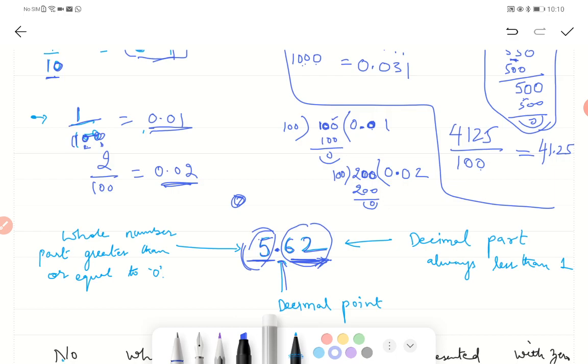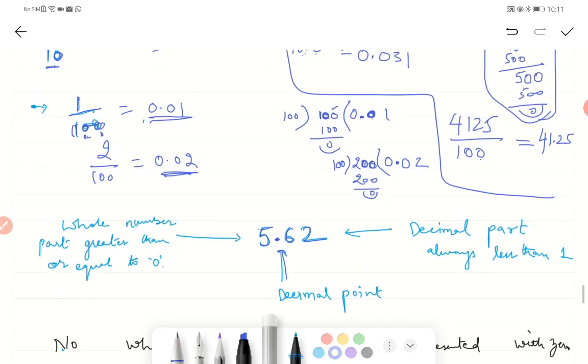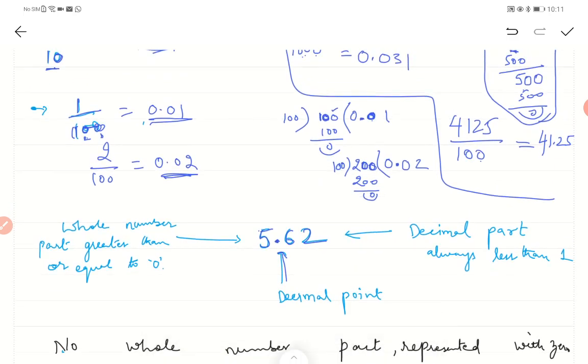Okay, now tell me, if I take one example, if I have 41.25, what is the decimal part? It is 25. And what is the whole number part? It is 41. And this is the point.